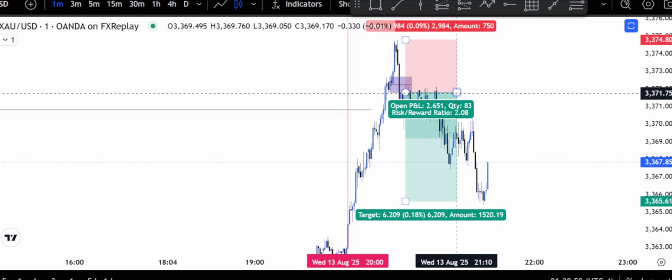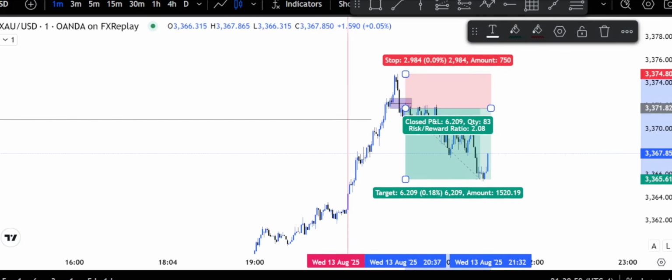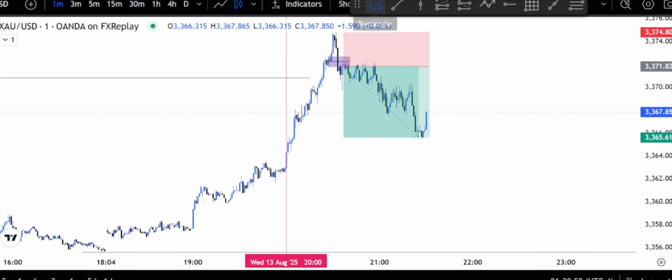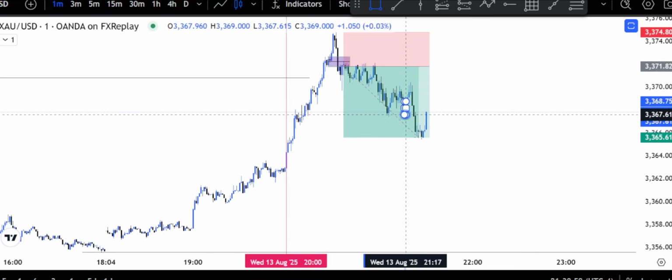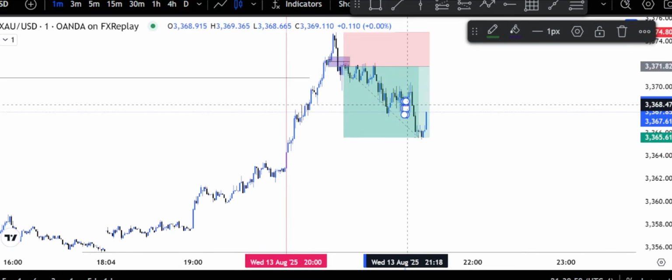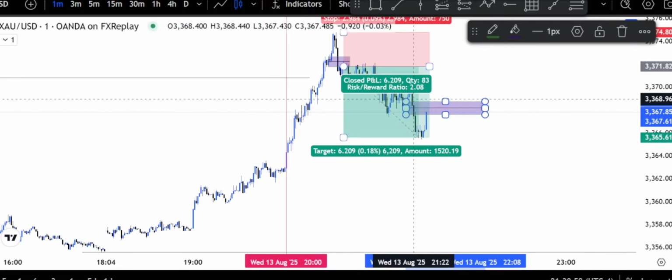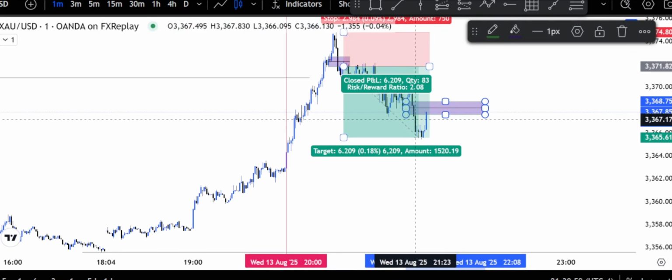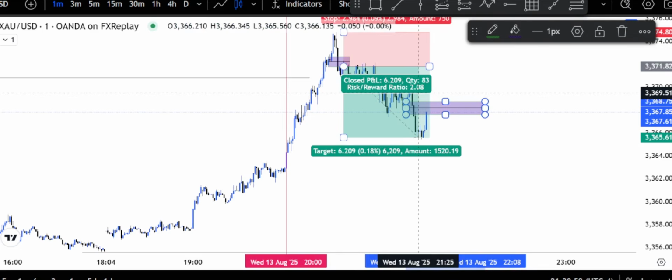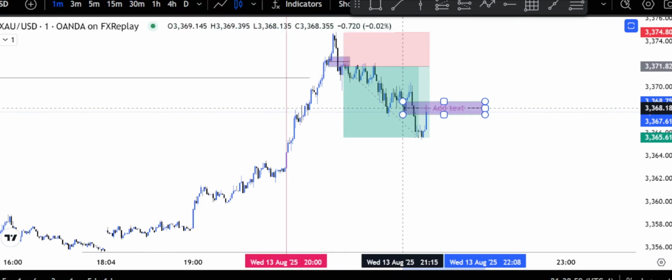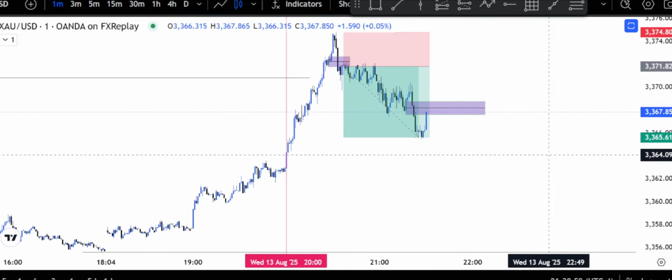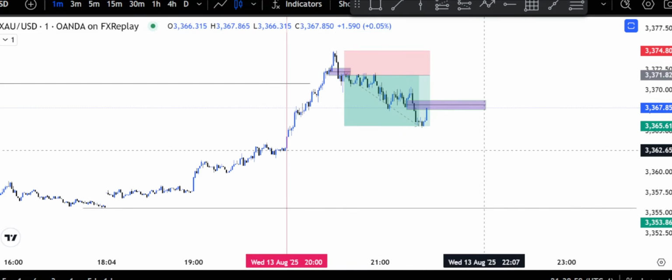TP hit, as you can see. There are multiple entries. If there are so many FVGs, let's say we have a fair value gap here and a fair value gap here, we also have a fair value gap here, you don't know which one to take. Just pick the breaker block and let it run.